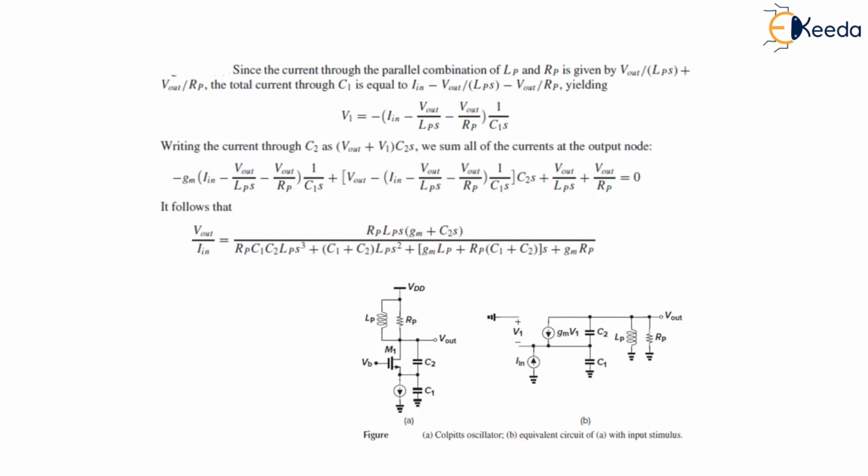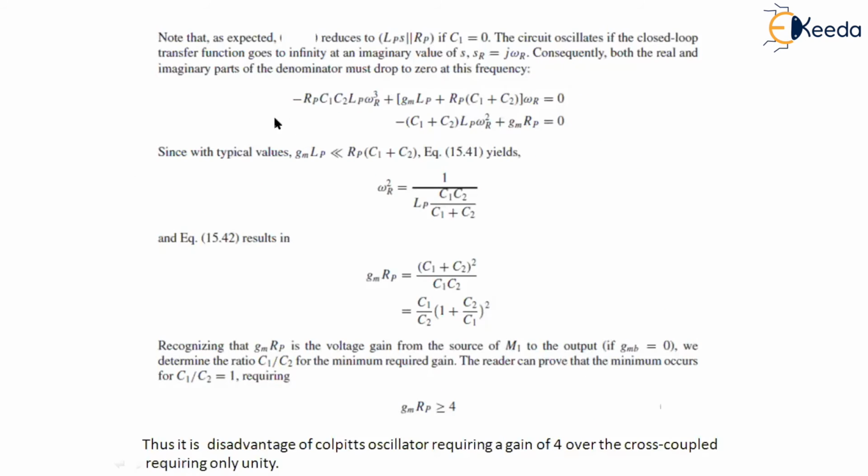So the circuit oscillates if the closed loop transfer function goes to infinity at an imaginary value of S, that is S equals j omega R. Both the real and imaginary parts of this denominator must drop to 0 at this frequency. Let us see. Now we can see that this is the denominator of this particular part.